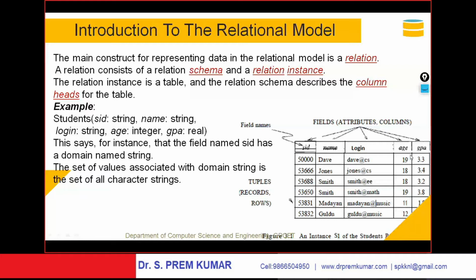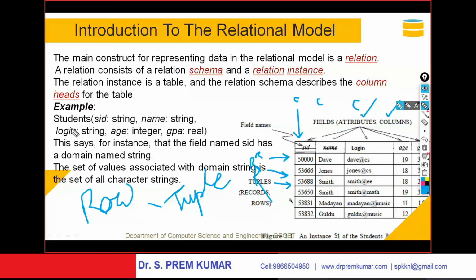You can observe here the horizontal forms are called tuples, rows, or sometimes records. Tuples, records or rows we call. This is the example being depicted. You can see the example.